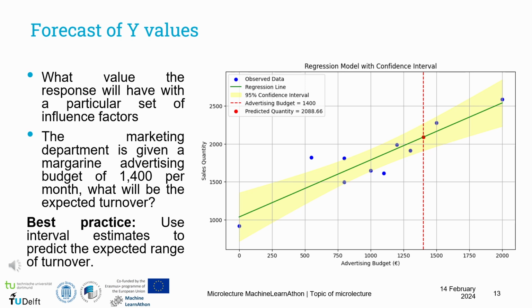But regression doesn't stop at a single estimate. It also lets us define a confidence interval, shown here in yellow, around this prediction. This interval gives us a realistic range where we expect the sales to fall, helping us account for uncertainty and make better informed decisions. Keep in mind that this prediction and the confidence level are only valid if the assumptions of the regression model are met.